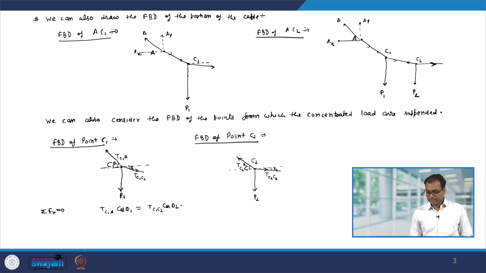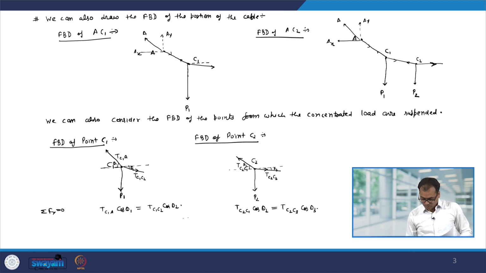cos theta 2. Similarly, for point C2, I will have T C2C1 cos theta 2 equal to T C2C3 cos theta 3. Now, note that tension C1C2 and C2C1 are the same. Basically you have a cable and the force is acting in that direction and the force is acting in this direction. In one case it is C1C2 and in the other case it is C2C1. It is the same cable, therefore T C1C2 and T C2C1 will be equal.